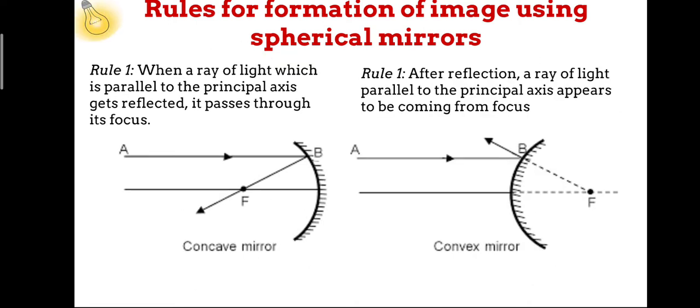The first rule: when a ray of light is parallel to the principal axis, after reflection it passes through the focus. As you can see on the screen, whether it is a concave mirror or a convex mirror, the ray of light that is parallel to the principal axis after reflection passes through the focus in case of a concave mirror, whereas in case of a convex mirror, the ray of light parallel to the principal axis reflects away from the mirror in such a way that it seems to appear from the focus.